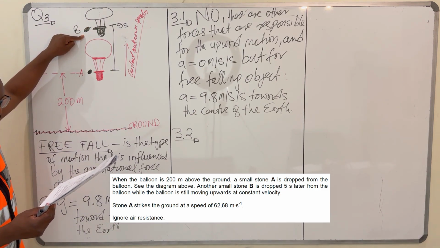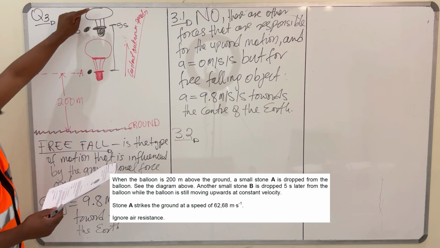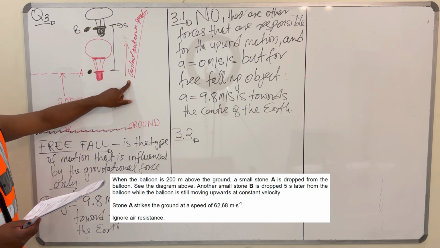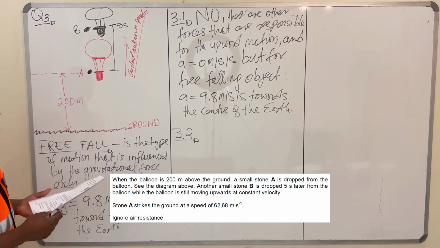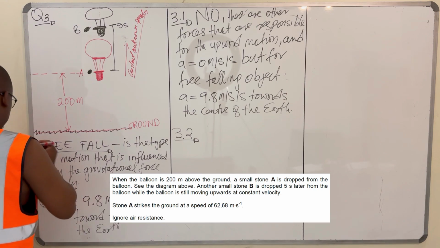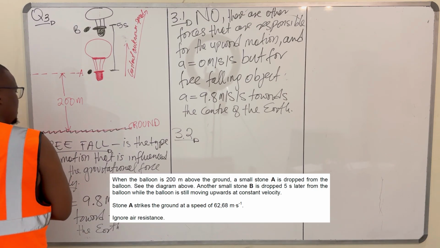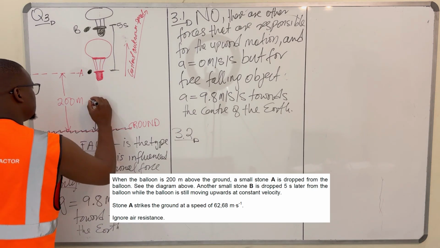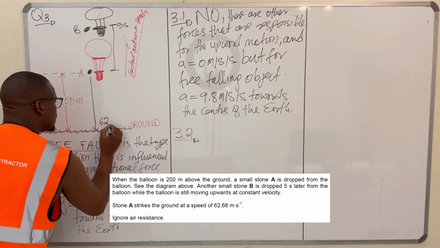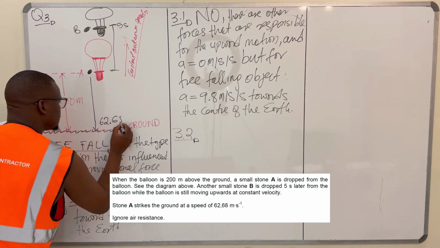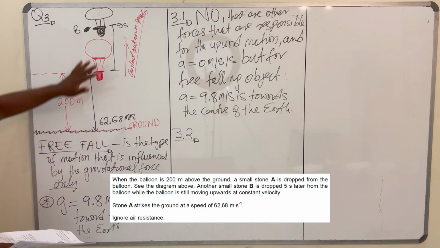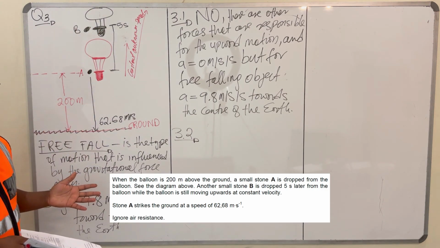So what they're saying now is that when B was dropped, the balloon was still moving at this constant velocity. And they're telling you that this stone A, which is this one here, did hit the ground at a velocity of 62.68 meters per second. So the most important part is understanding this. Once you understand this, then everything else will be fine.